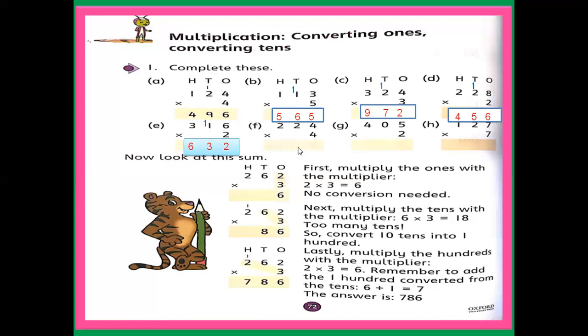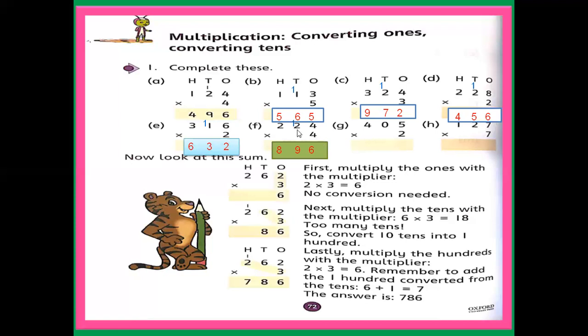F part. 224 multiply 4. So 4 fours are, in the table of 4. 4 ones are 4, 4 twos are 8, 4 threes are 12, 4 fours are 16. So write 6 here, and then 1 will go to add into the tens.